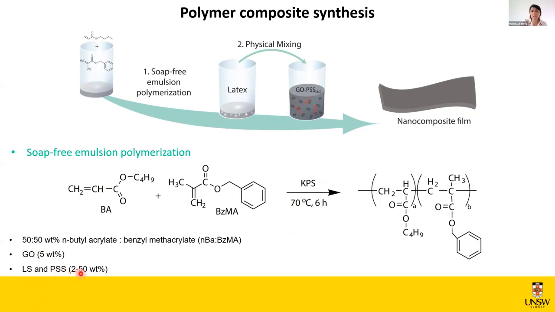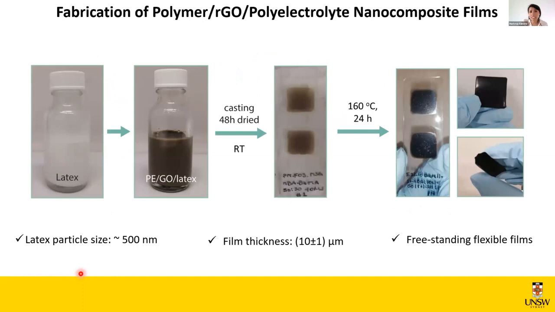Well, and then how do we form these nanocomposite films? First of all, we have the latex that we mentioned before, which we produce through soap-free emulsion polymerization, and the particle size is around 500 nanometers. Later on, we physically mix it with the polyelectrolyte graphene oxide aqueous solution, and we cast it onto a glass slide and dry for 48 hours at room temperature. And we obtain a film thickness of around 10 microns.